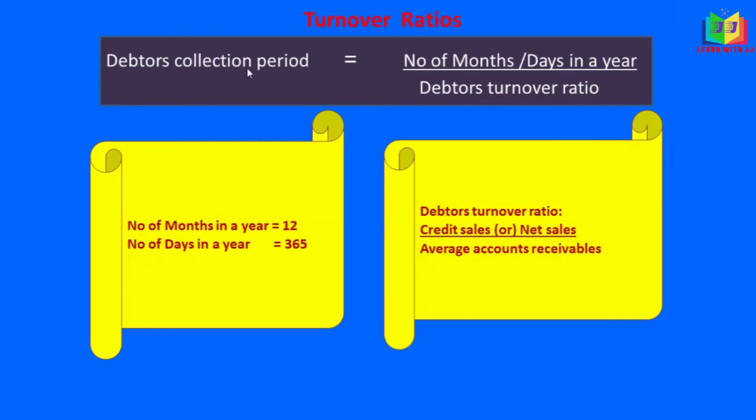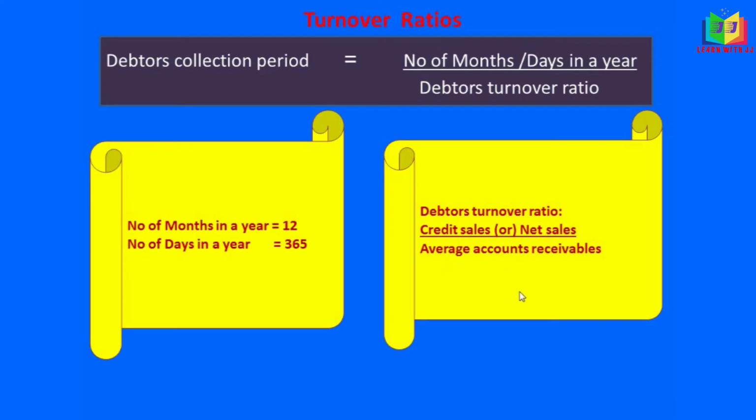Next is debtor collection period, and the formula is number of months in a year or the days, both we can use, divided by debtor turnover ratio. Here the same applies: the number of months is 12 and the number of days in a year is 365, and the debtor turnover ratio is the same one we saw in the previous slide, credit sales or net sales. In the absence of information for credit sales, we use net sales. And if we don't have the opening and closing balance of accounts receivable, we can just take the accounts receivables alone, that is debtors and bills receivables.